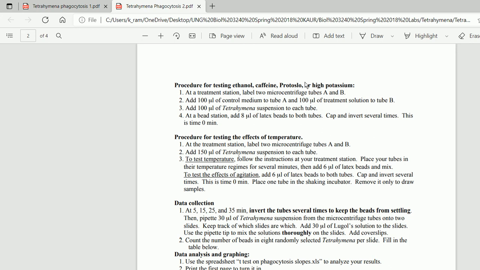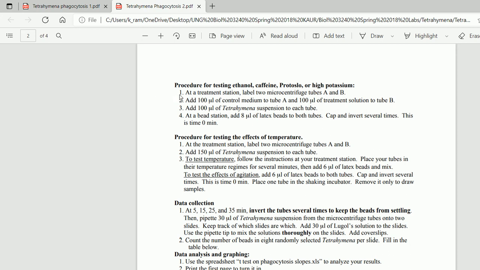So if you have chosen caffeine, then in tube A you are going to add control medium, and in tube B you are going to add the caffeine. And then to each tube, you are going to add 100 microliters of tetrahymena. After this, everything is the same as the first part. You're just introducing a factor and you're trying to see how it affects the feeding rate. After that, everything is exactly the same.